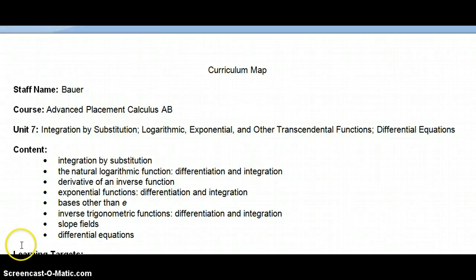Okay, I've done a few trial runs, but I think I'm finally ready to video record my first YouTube video for my students in AP Calculus AB. And this video is going to be on differentiation of exponential functions.